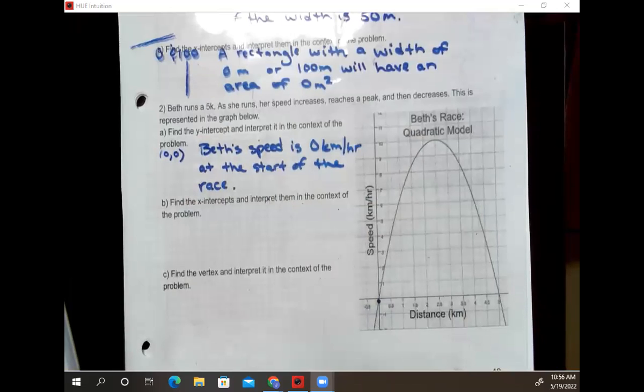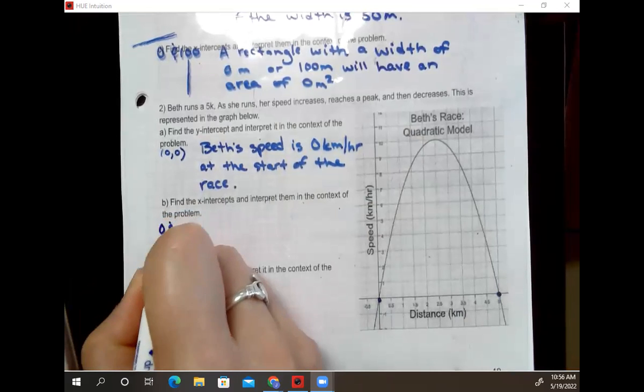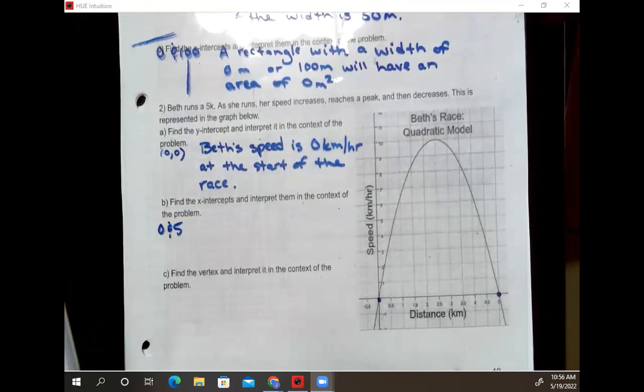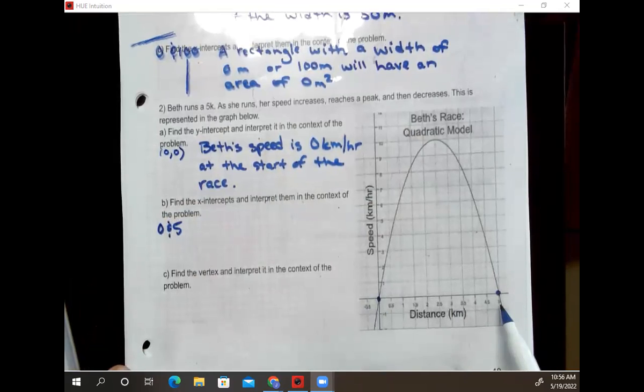Part B asks me about the x-intercepts. So my y-intercept is also an x-intercept. The other one is down here. So my x-intercepts are at 0 and 5. And remember, x is distance, how far I've run. My speed at these points would be 0. We talked about how this first point is the beginning of the race. What's this last point? It's a 5K. So at 5 kilometers, I'm at the end of the race, right?